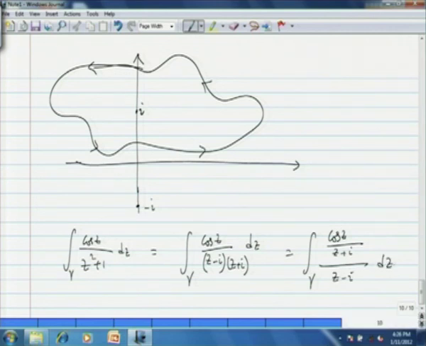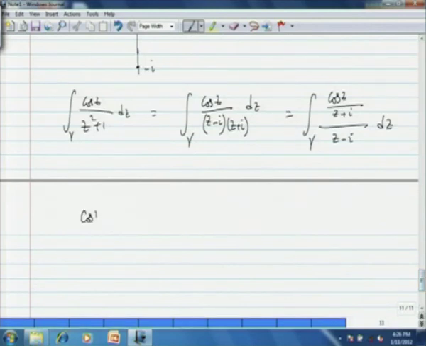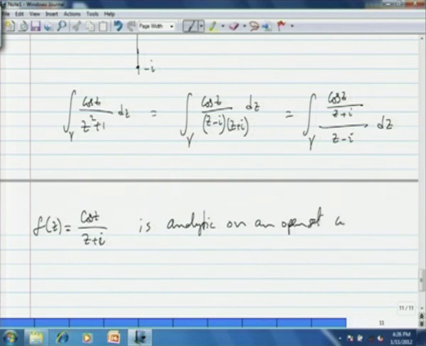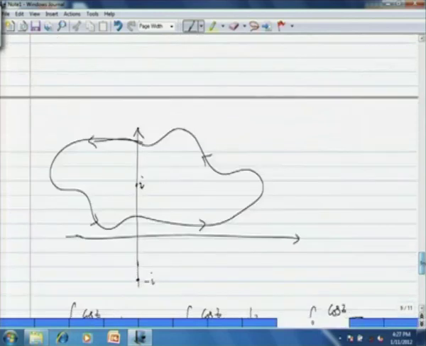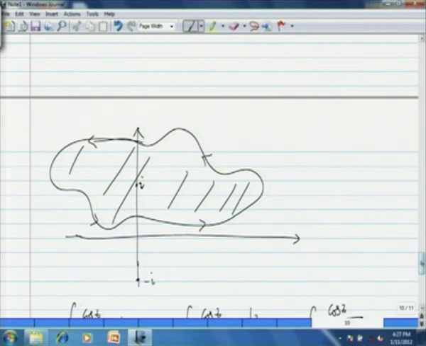If you choose cos z by z plus i to be your f of z, this is analytic on an open set containing gamma union the inside of gamma. Actually, that should be the trace of gamma, gamma star, union inside of gamma. So here is the trace of gamma, and on the inside, cos z by z plus i is analytic.